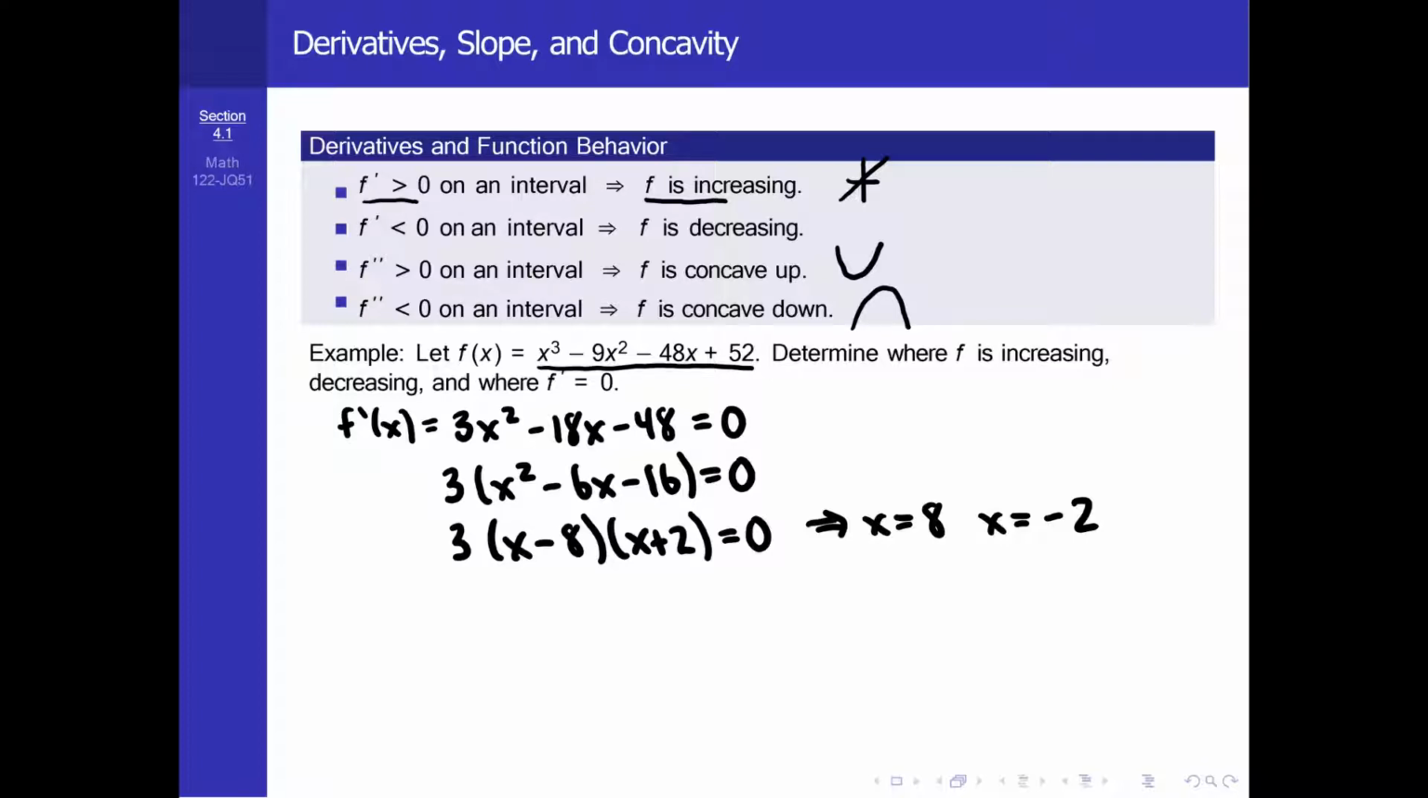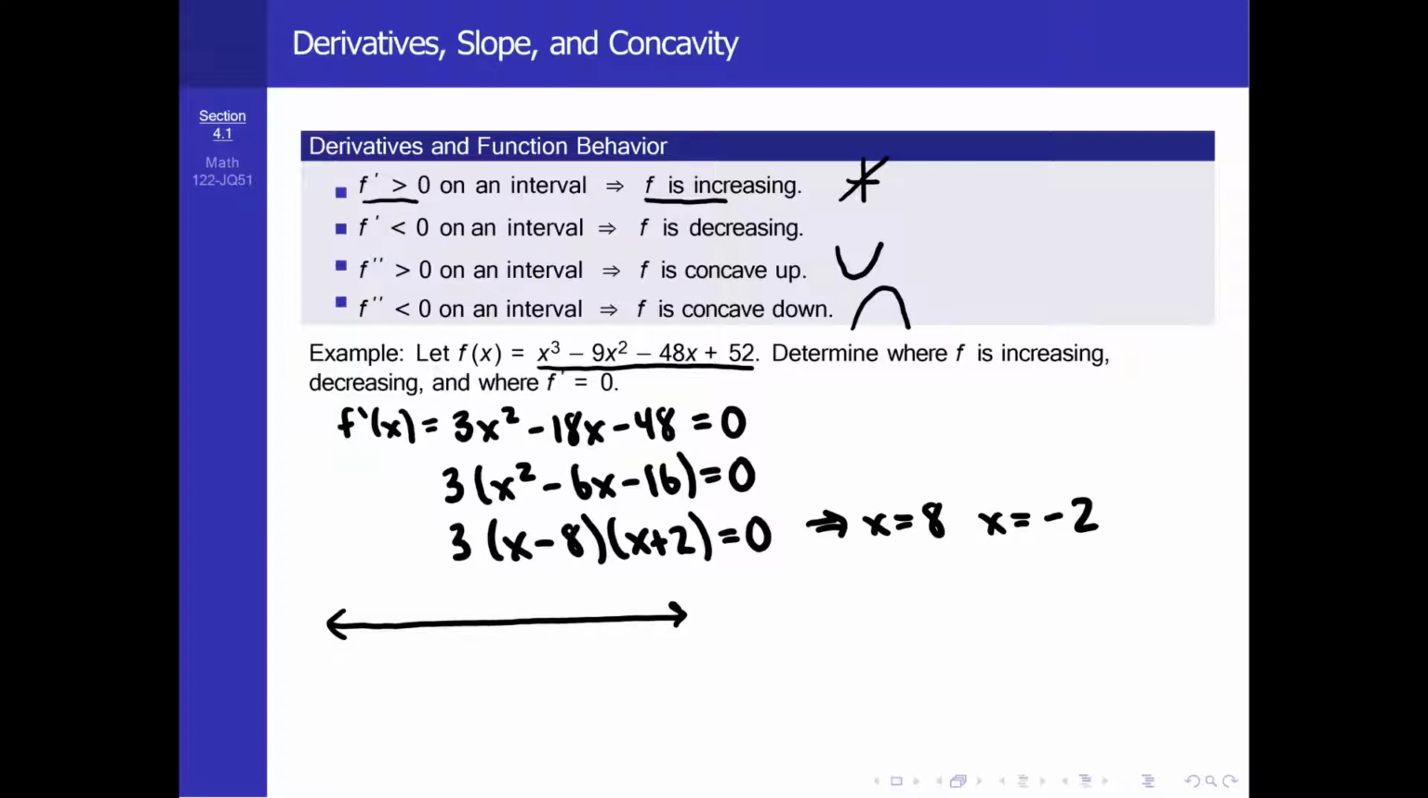And this answers one part of the question. So to answer the other part of the question, we have to make a little bit of an observation. And that observation is that if the derivative is going to change from positive to negative at some point, then there has to be a point in between where it's positive and negative where the derivative is equal to 0.